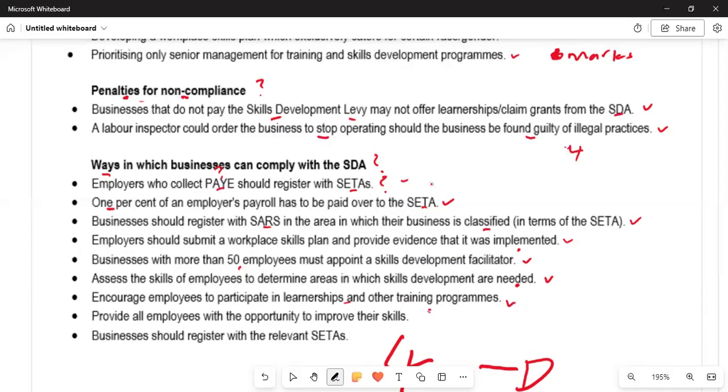Provide employees with the opportunity to improve their skills. So you provide all employees with the opportunities so that they improve their skills. Make sure that such opportunities are there for employees.